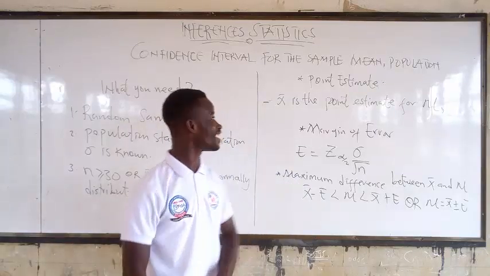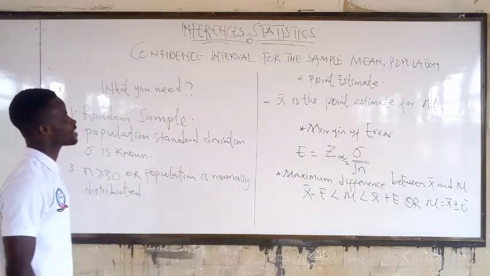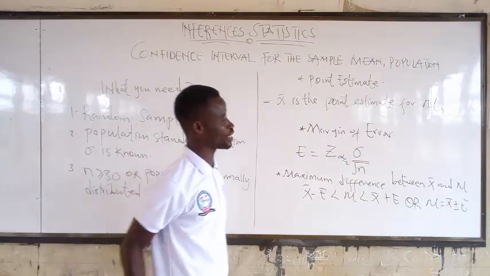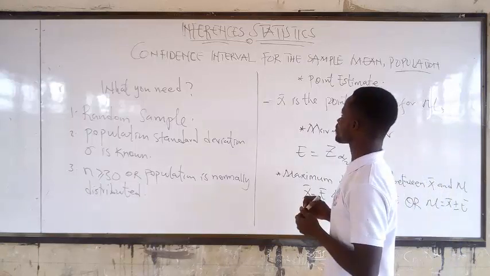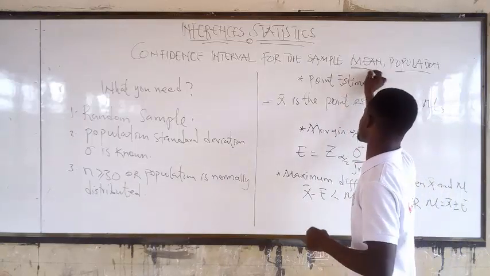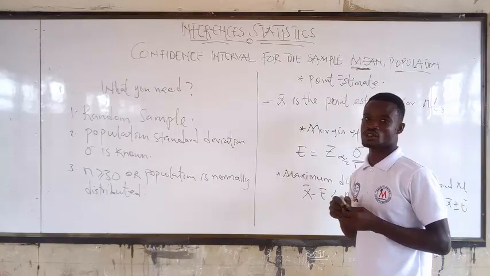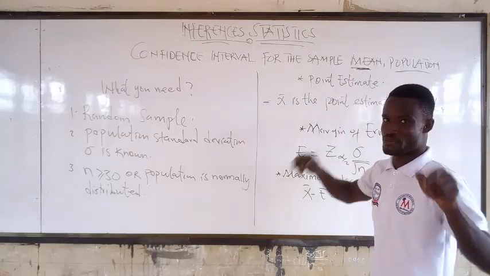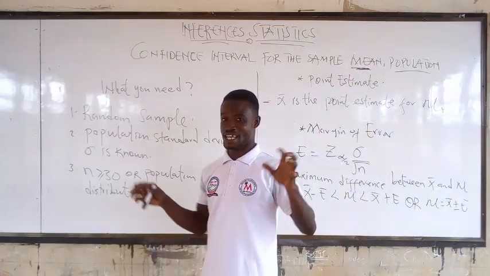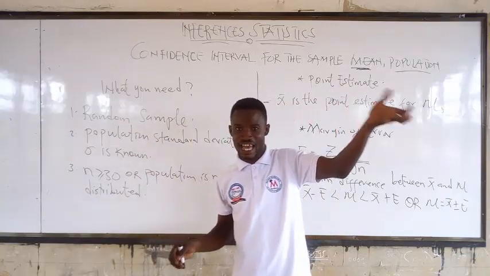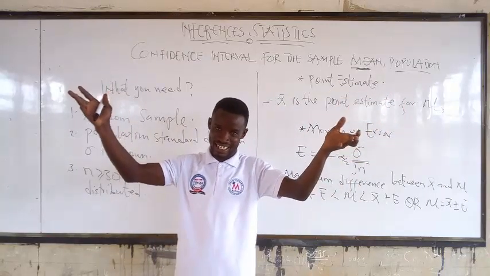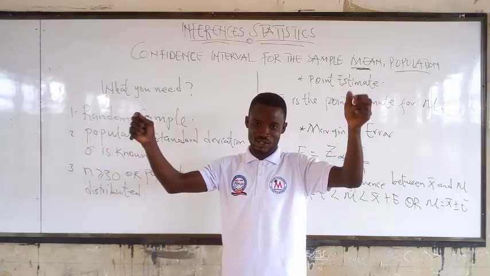Welcome back. So that is confidence interval for the sample mean population. Confidence interval for the sample mean. The word to take note here is the mean. We have two things in the confidence interval: the one for the population proportion and the one for the mean. But take note here.